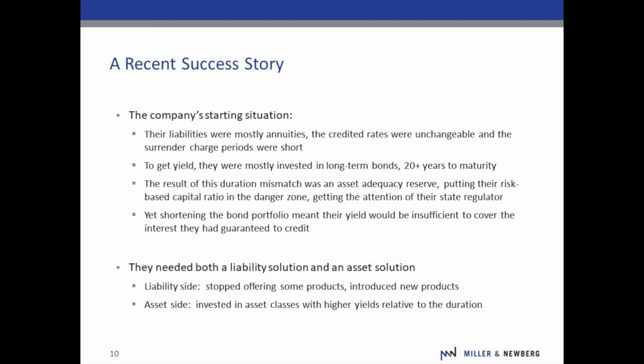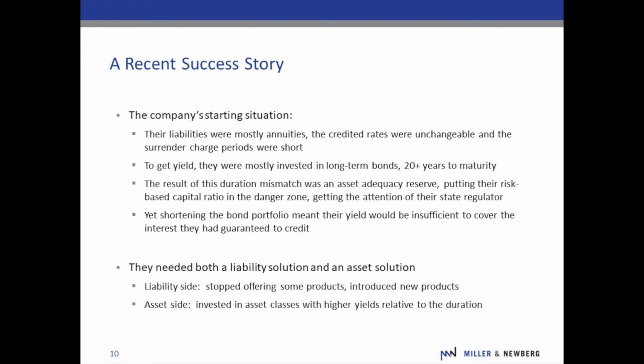And so their actuary came to them and said, you need to set up an asset adequacy reserve. When they did that, that reclassified a bunch of their surplus as a liability. And so the end result is that they didn't have a whole lot of surplus. Their risk-based capital was now in the danger zone, and that got the attention of their state regulator. And so this is the situation that the company came to us with.